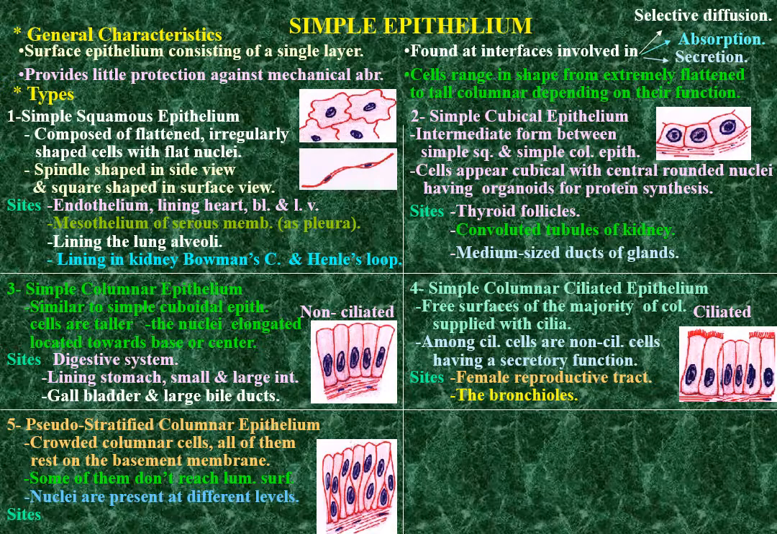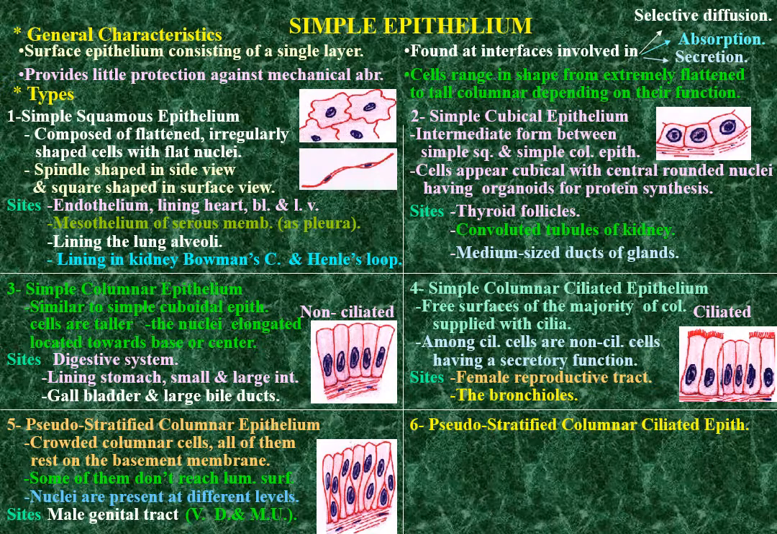Pseudo means false. Sites. Pseudostratified columnar epithelium is present mainly in the male genital tract, lining the vas deferens and the membranous male urethra.